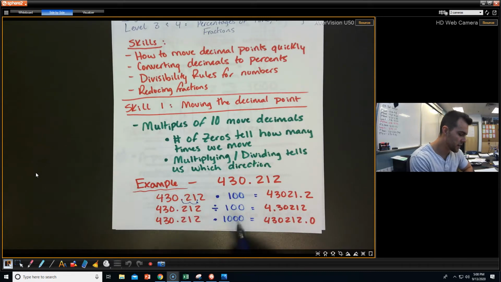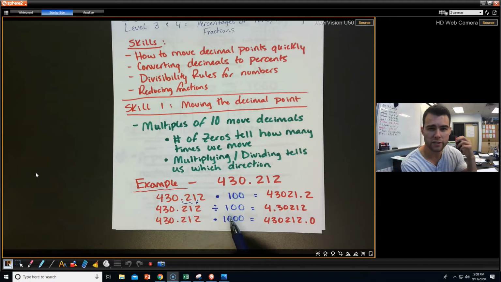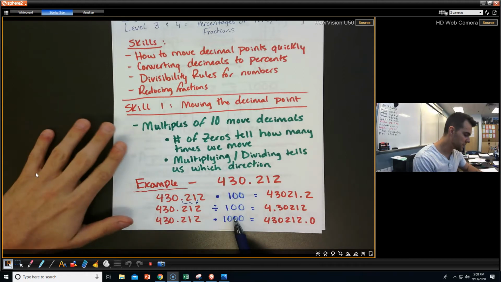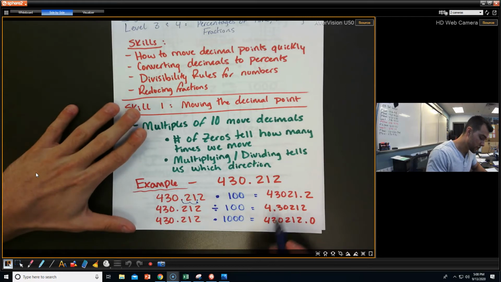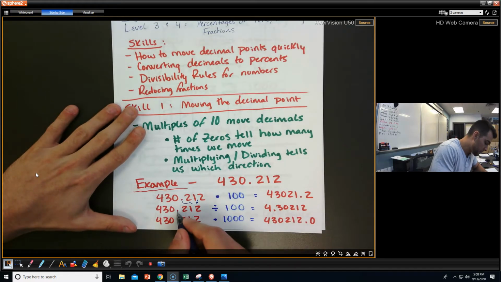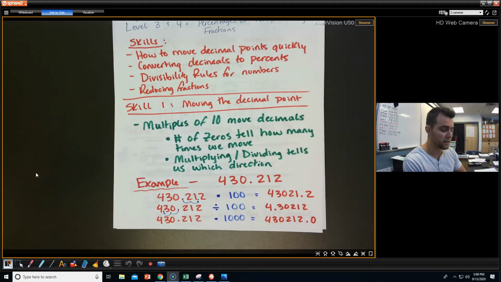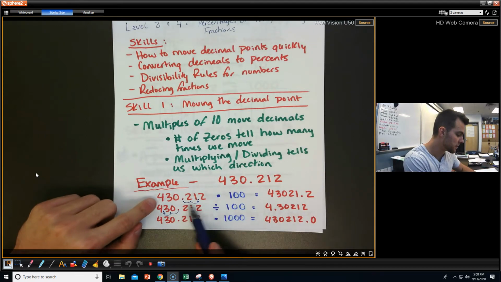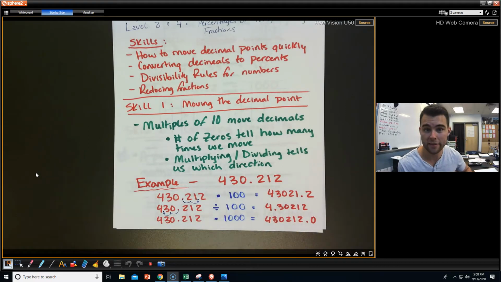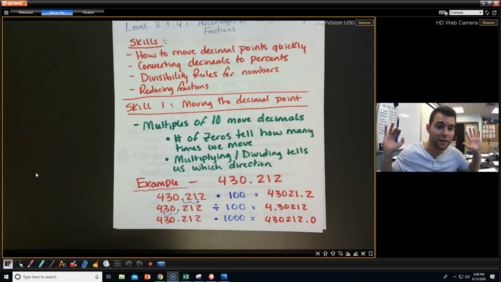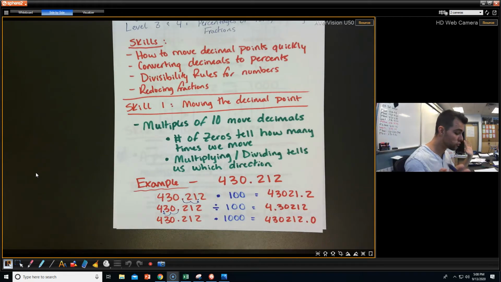Again, I'm dividing by 100, but I still see 2 zeros, so I know my decimal point is going to move twice. In this case, though, because I'm dividing, I'm doing the opposite of multiplying, so I'm going the opposite way. And I end up with this guy right here. You can check using your calculator. You could take this number and multiply by 100 or divide by 100, and you should get the same exact thing. But I'm not even using a calculator. I'm hands-free.